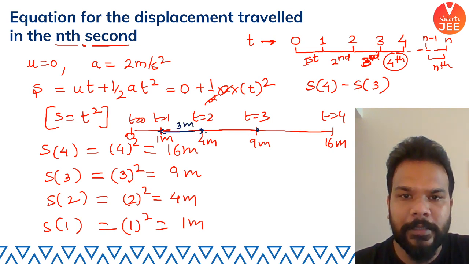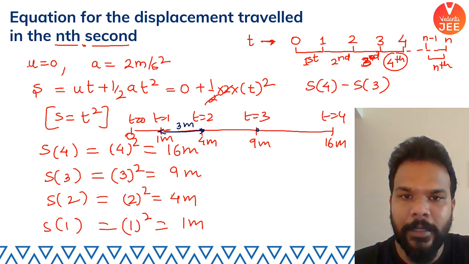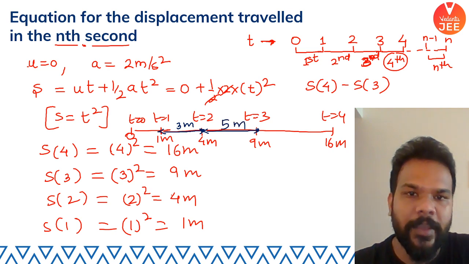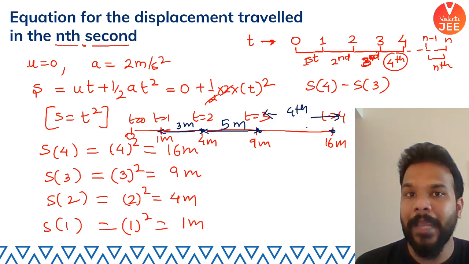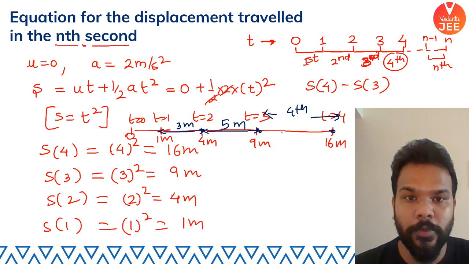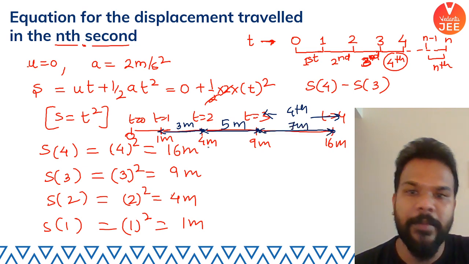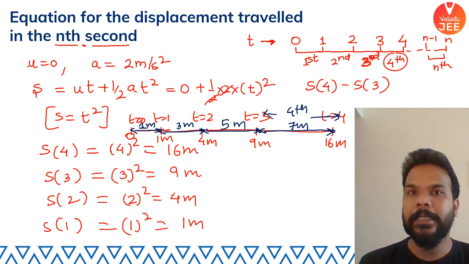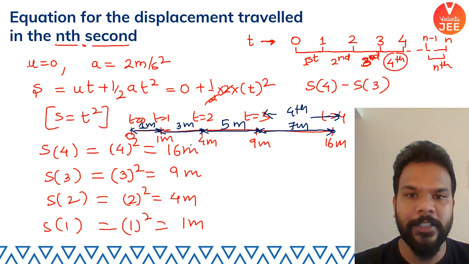Similarly, this is the displacement traveled in this 1 second, that is the third second. The displacement covered is basically 9 minus 4, that is 5 meters, and the displacement covered in the fourth second, which is the time gap between t equal to 3 and t equal to 4, you can see 16 minus 9 is equal to 7 meters. And similarly, for the first one, it was 1 meter. I hope the idea is clear so far. I'm going to generalize it by finding a formula for it as well.